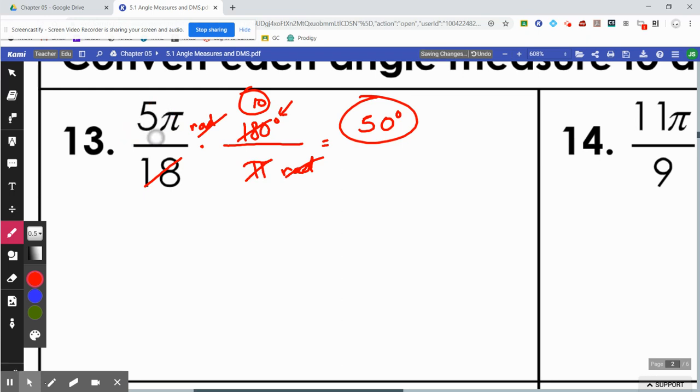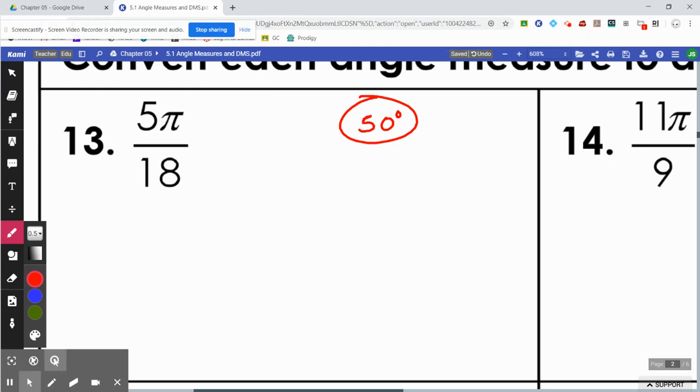Now, much, much easier way of doing this. And we'll work each of them both ways to begin with, just to show you. When you're wanting to change from radians to degrees, take out the pi, plug in 180 degrees. Now you have 5 times 180 divided by 18. I like to divide first. 180 divided by 18 is 10, and you have simply 5 times 10 now, which is 50.